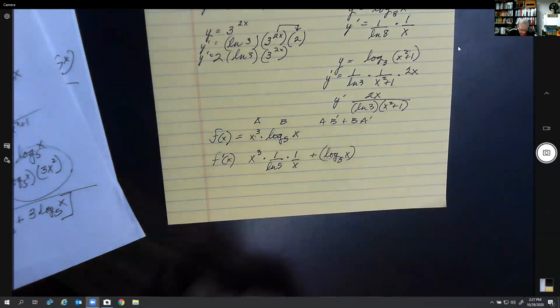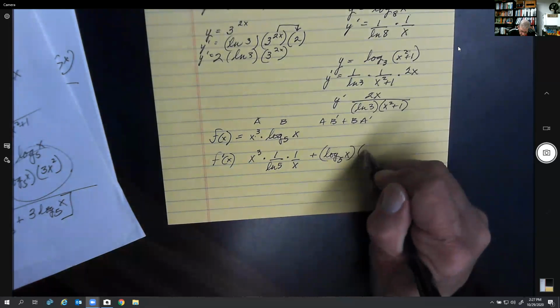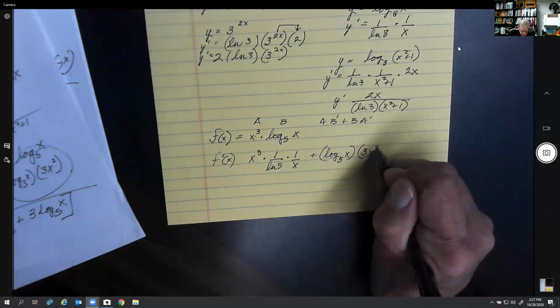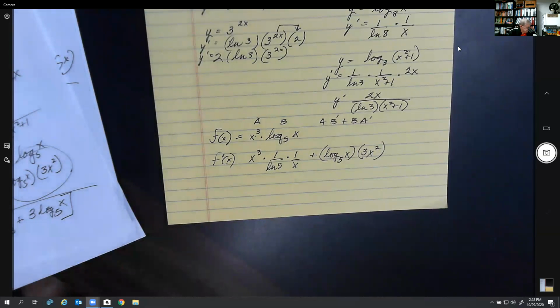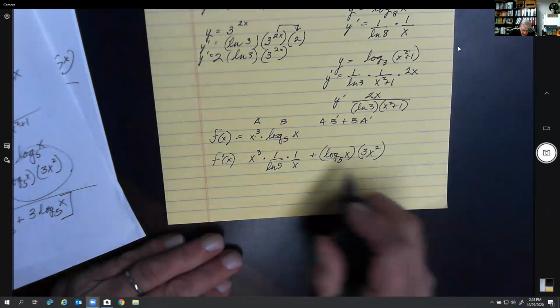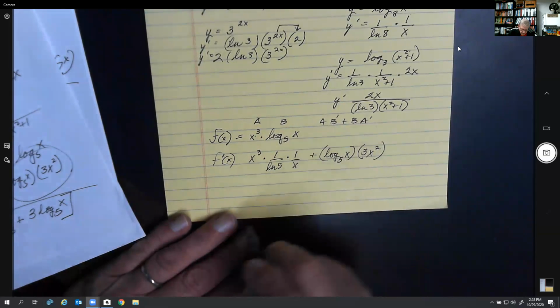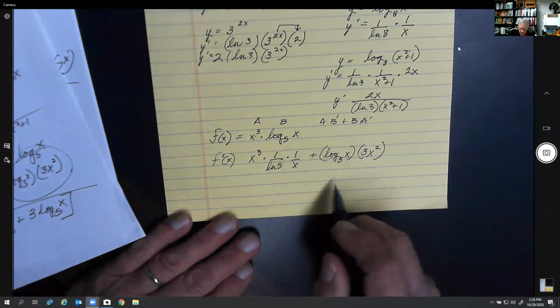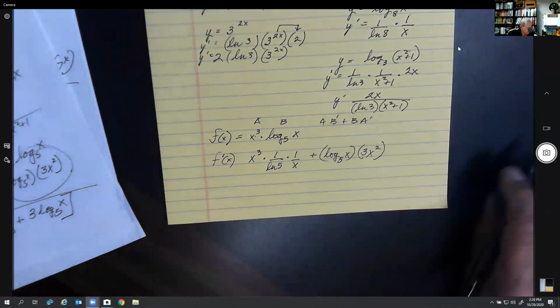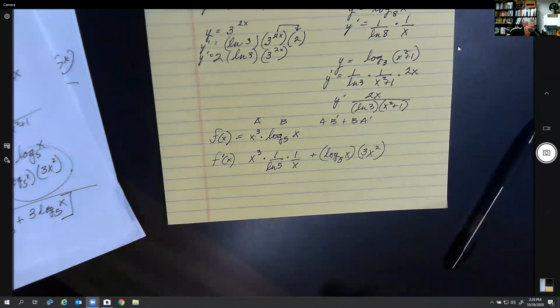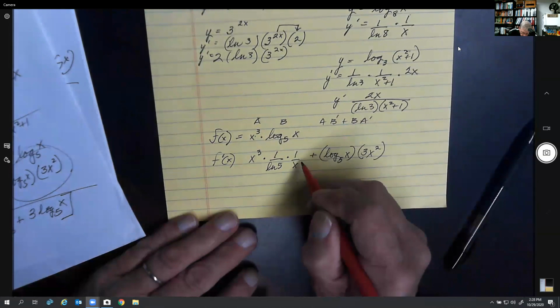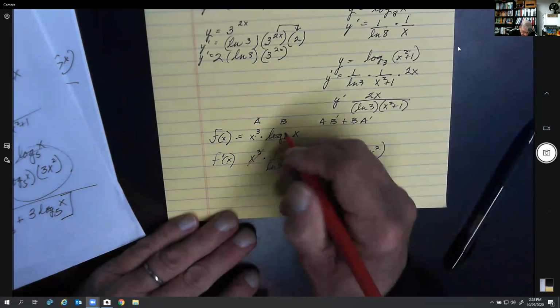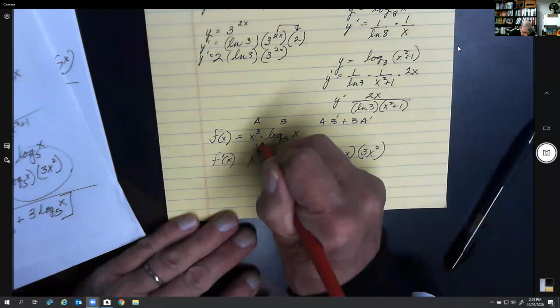Times the derivative of A, which would be 3x squared. So I don't know what else they could do to this. What they could do is this x cubed and this x could be reduced. Let me do that with another colored pencil here. We can maybe cross this off and change this to x squared.